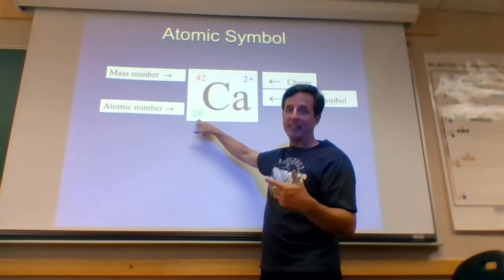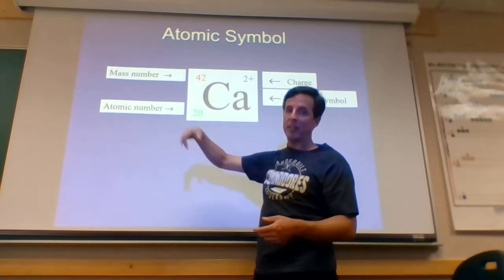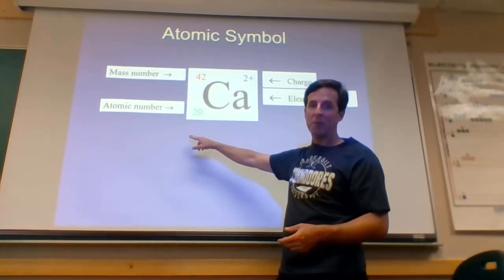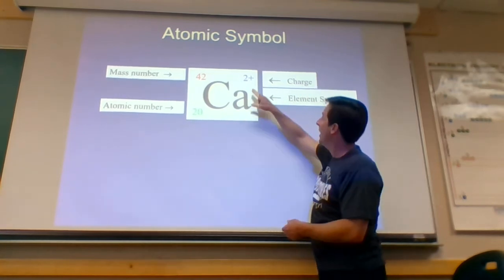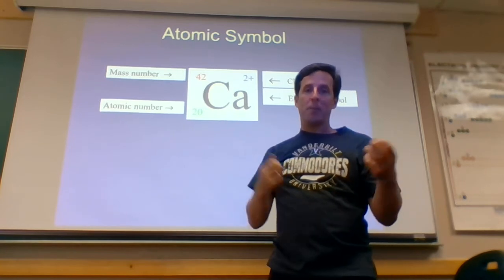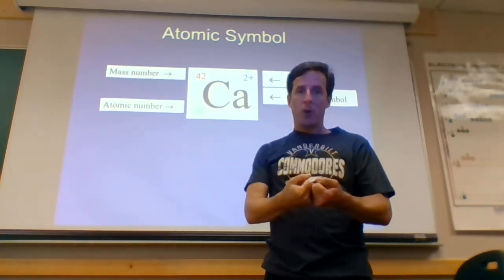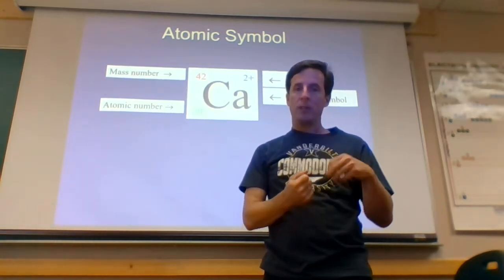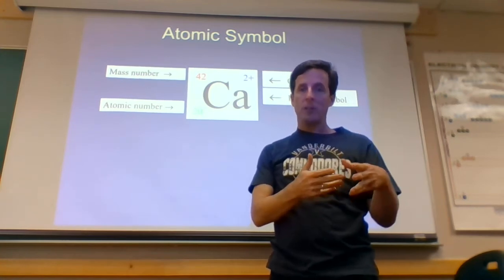The bottom left is the atomic number. That should match up with the atomic number on the periodic table. It's the number of protons in the nucleus. And then the upper right corner is the charge. Basically, if the electrons and protons are equal, then there's no charge. And you don't have to put a 0 there. If you leave it blank, we assume there's no charge.